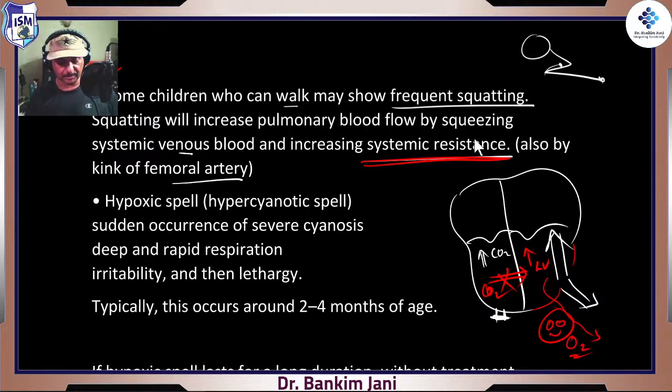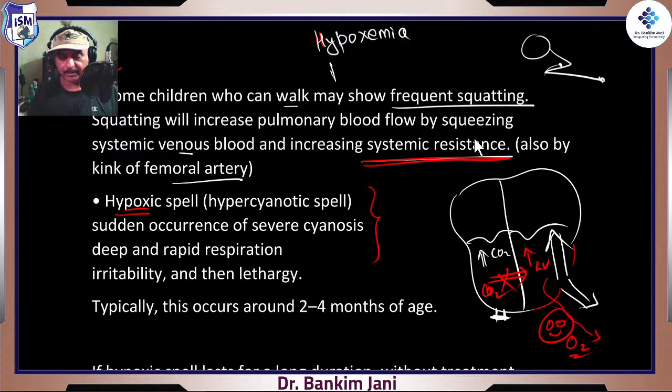There can be a hypoxic spell, or it is called the hypercyanotic spell. Sudden occurrence of severe cyanosis, deep and rapid respiration, irritability, and then lethargy. Again, this is purely because of hypoxia. Now, there is a difference between hypoxemia and hypoxia. Hypoxemia is when the oxygen concentration drops in the blood. It is called hypoxemia.